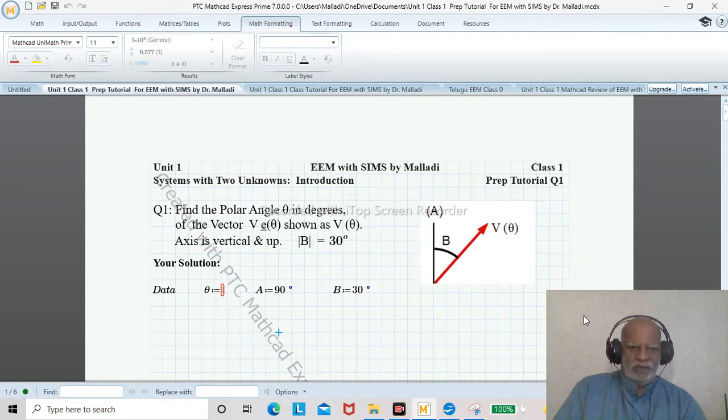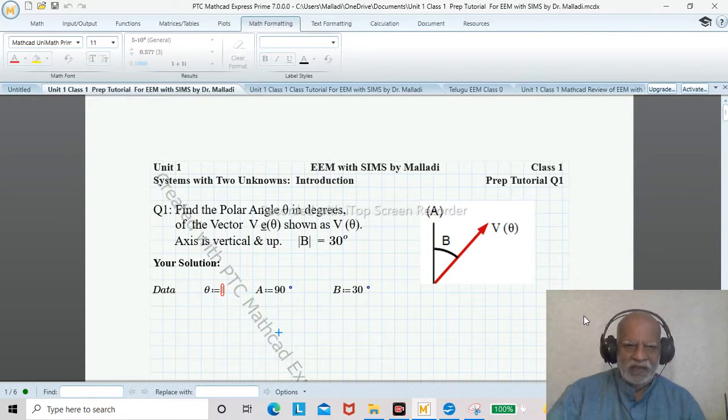Question number 1. Find the polar angle theta in degrees of the vector v at theta shown as v theta. Axis is vertical and up. Absolute value of B is 30 degrees. We have discussed this problem already before, but we are doing it again to reinforce and get some more details.